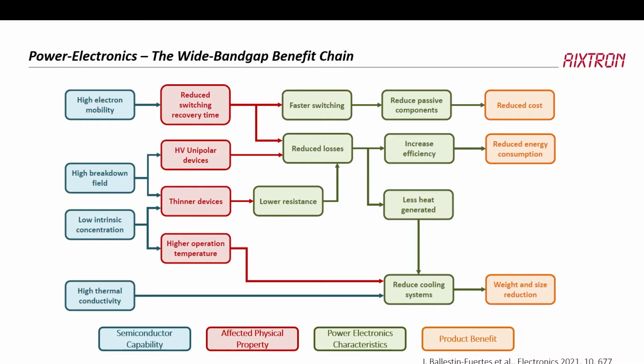This is the food chain, if you will, for wide bandgap semiconductors. We start with the semiconductor capability. Most of you know we have high electron mobility, we have high thermal conductivity, and this then filters through the effective physical properties, the power electronics characteristics, all the way to the product benefit. And interesting, maybe I just pick out two things here. First is faster switching, reduced passive components, which leads to reduced cost.